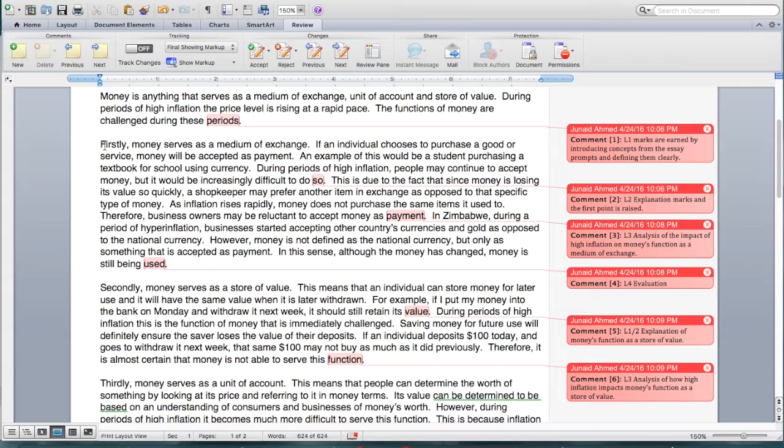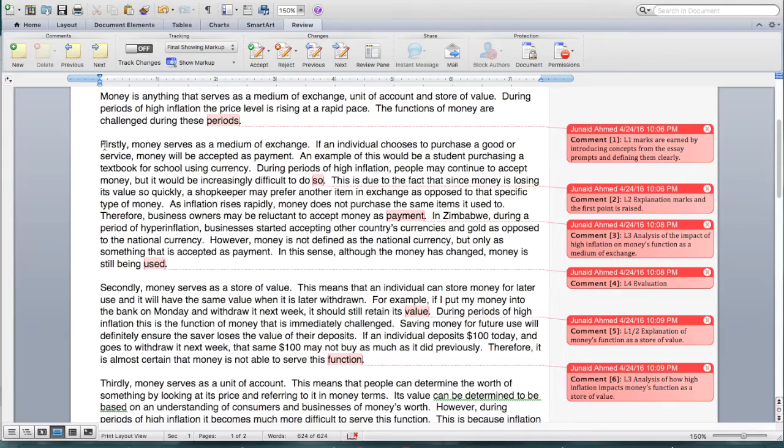I want to point out now that they've raised a key point. They've built a connection between high inflation and the medium of exchange. And now we're going to really dive into the analysis, which is the impact, right? Going through to make sure it's clearly explained to the reader that, yes, I understand what the impact is. So let me go back a step.